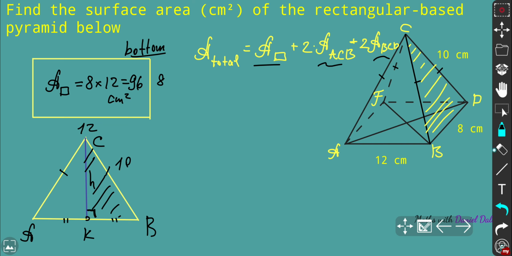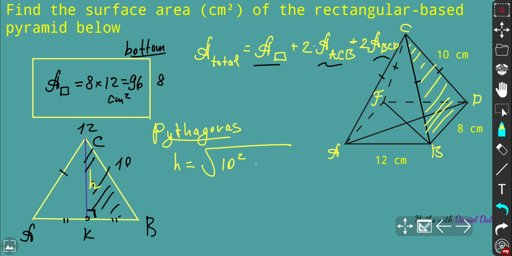How to find the height from there? That's the height sitting here. How to find the height? We can use Pythagoras. We'll use that, so let's complete it. h is going to be equal to the square root of BC squared, which is 10 squared, minus KB squared. But hold on, what about AB? The total size is 12. But because it's a bisector, KB is going to be just 6. That's why we subtract 6 squared from there. Okay, so we've got 100 minus 36 in the square root.